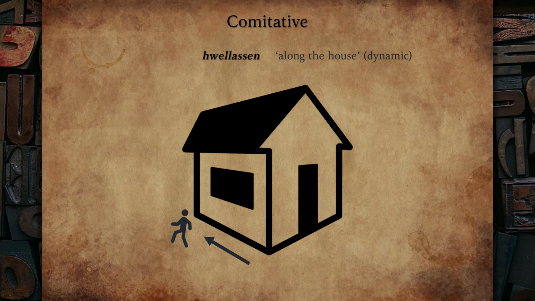And this contrasts with the essive as well, which we would express with along as well, but it's a static along. So the ladder is lying along the house. We would probably not say that in English. We would perhaps say the ladder is lying next to the house or behind the house, but it is covering one side of the house, right? It is not just in one place, but it implies that it is covering a whole stretch of one side of the house.